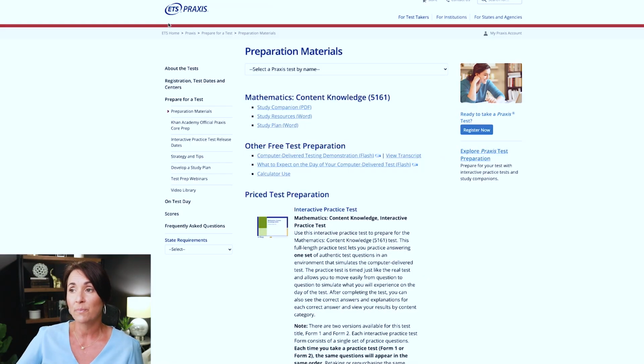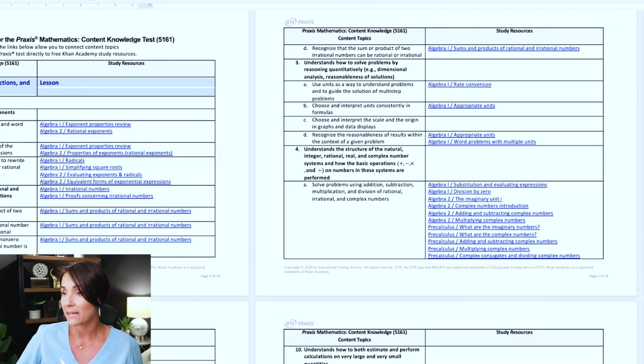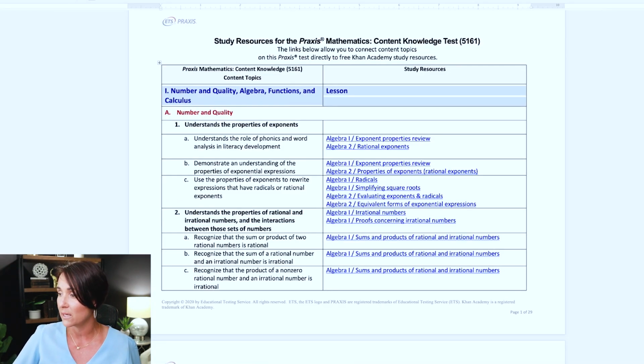If you go to the Praxis ETS page for Mathematics 5161, we have the study companion, which I'm going over every time we work through this, but we also have this study resources Word document here. I really like this. You can download it, and it's a full-on study plan with all the resources for each spec. I know this is a lot, so let me zoom into the first page here.